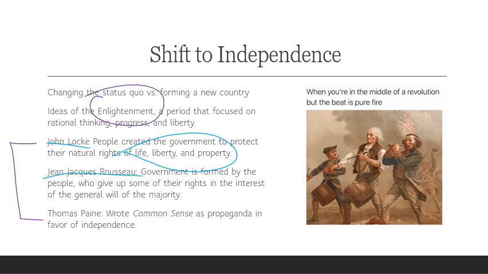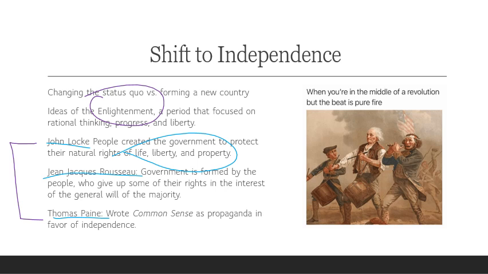Rousseau was a French Enlightenment thinker who said that the government is formed by the people. Those people give up some of their rights in the interest of the general will of the majority. But in giving up those rights for the general will, it means that the general will of the majority has to be satisfied. And so if most people want their rights to be given to them, if most people are agitating for change, then that change should happen.